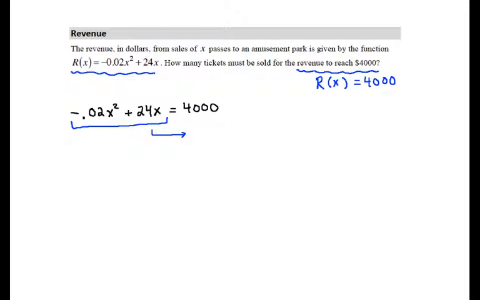The reason I'm choosing to move these terms to the right is that I really like to have a positive leading coefficient. Whether I'm factoring or using the quadratic formula doesn't matter. It's still going to be easier to have a positive x squared term. Now that 24x becomes negative, and the 4,000 isn't moving, so it stays exactly the same. It was positive, it remains positive.